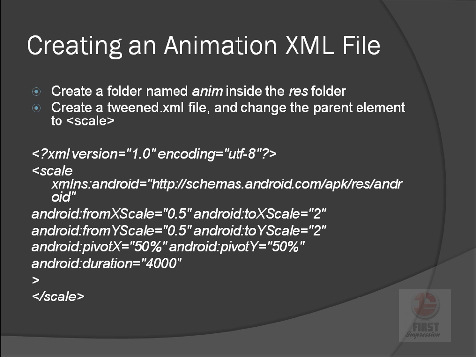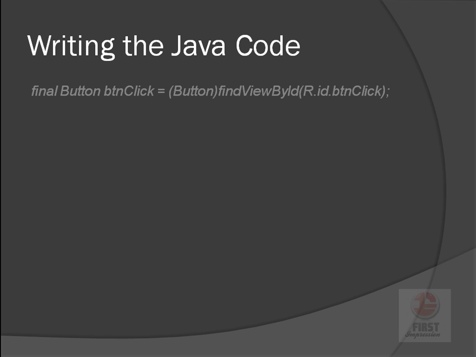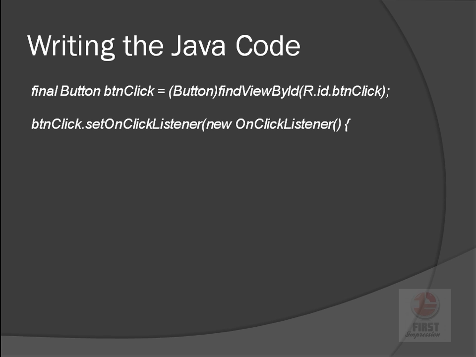Once the XML file is ready, your next part will be to code the Java file. So we'll write the Java code. Inside the Java code, we have to start the animation whenever the button is clicked. So we will say final Button btn_click equals Button findViewById R.id.btn_click. This indicates that you are getting the reference of the button. You have to do this inside the onCreate method after setContentView. Then we'll say btn_click.setOnClickListener, new OnClickListener, public void onClick.